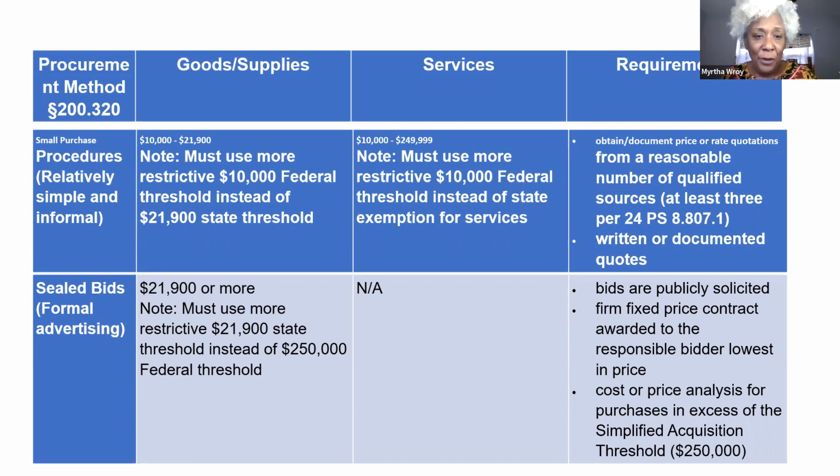Now if we're looking at services, they wouldn't use sealed bid for services. They're going to go straight into public advertisement for anything that's over $21,000, let's say $22,000 for argument's sake. That's where they would solicit the bids, and the contracts could be firm fixed price contracts, all that.